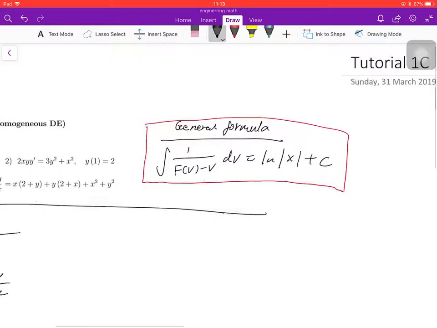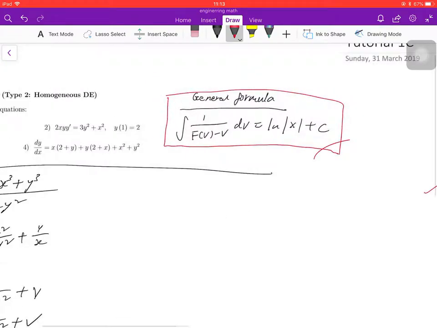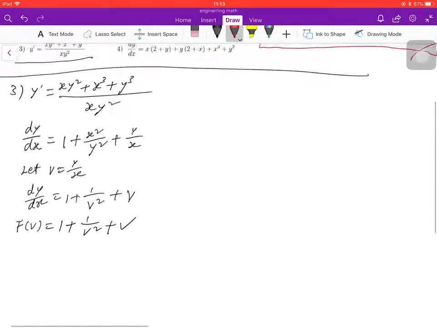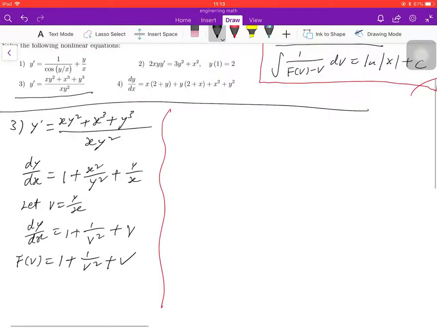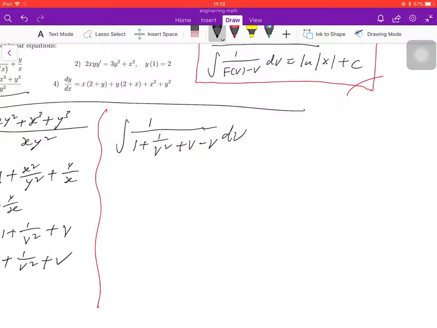Now using this general formula, we calculate the integrations. So the general formula is 1 divided by f of v minus v, dv. Here we have 1 plus 1 over v squared plus v minus v dv, right? So this is equivalent to 1 over 1 plus 1 over v squared dv.